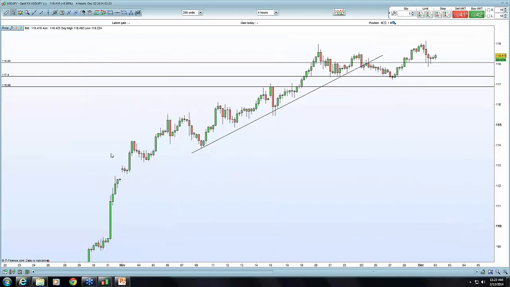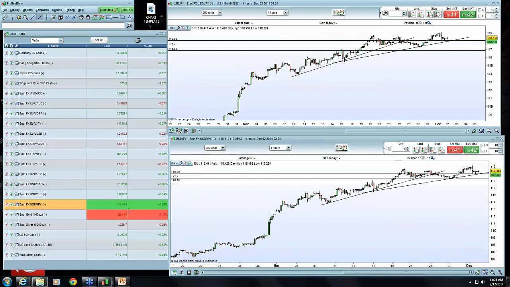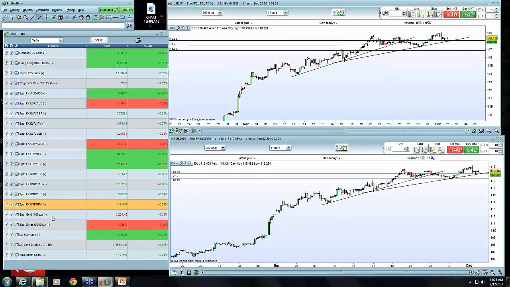I think I can even draw another trend line here. Yep, this is the second trend line for dollar yen. So 118 is a key support, 117.50. All right, it's still bullish on the dollar yen. Okay, so that's it. Let me move on to commodities before I wrap up.